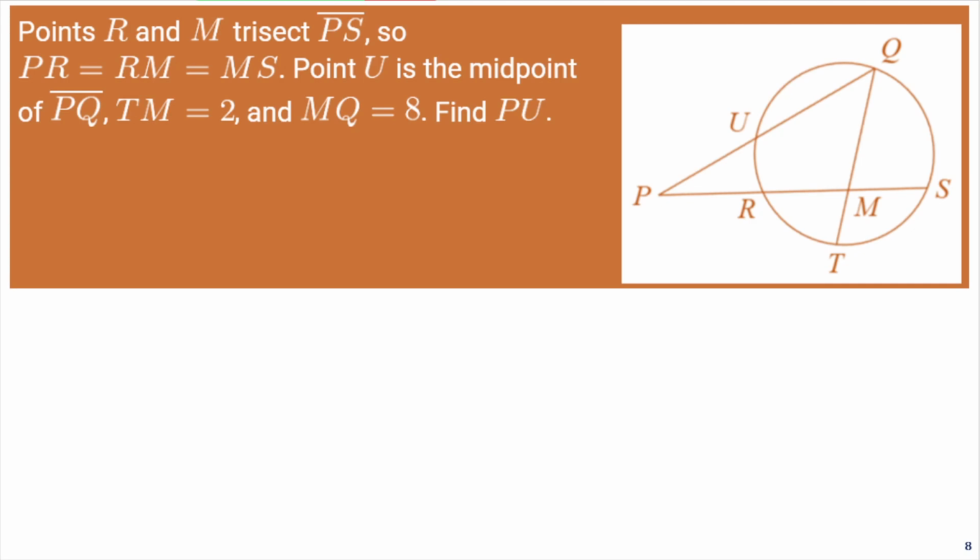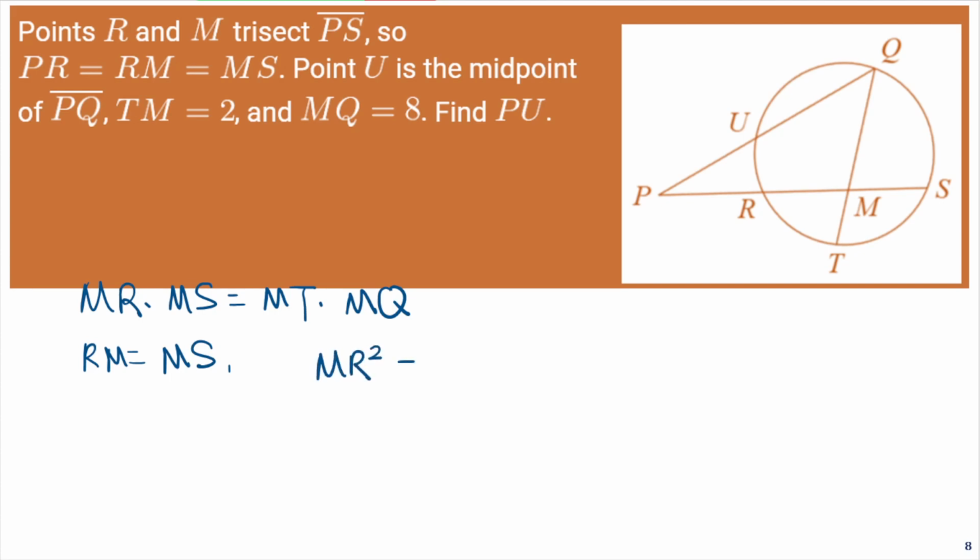Okay, again, very straightforward question, right? Circles, chord length, and secant length. This is a typical job for the power of a point theorem. The power of point M gives us MR times MS equals MT times MQ, right? We know that RM equals MS, so substitution gives us MR squared equals 2 by 8, and therefore we have MR must equal 4, right?